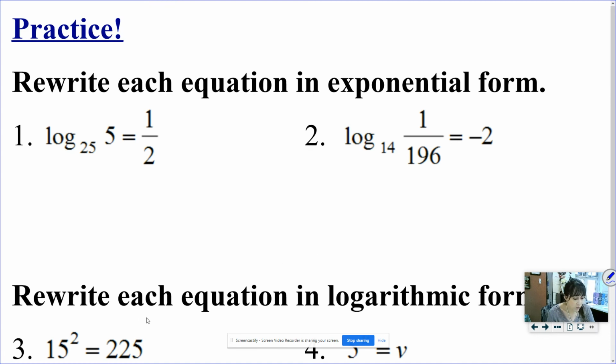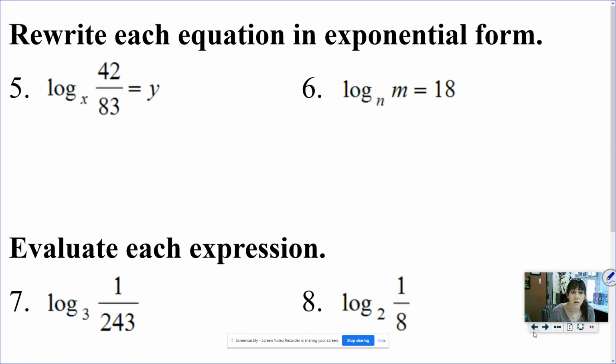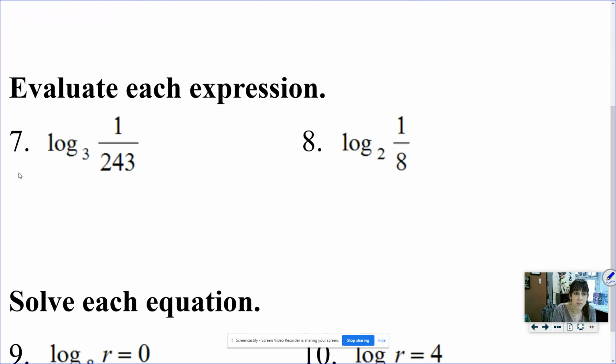Okay, I want to show you a couple of things just to reiterate what the basic logarithms can do. We're actually going to skip these. Let's go to the evaluate questions. These are going to help you with your assignment. So evaluate each expression. Log base 3 of 1 over 243.